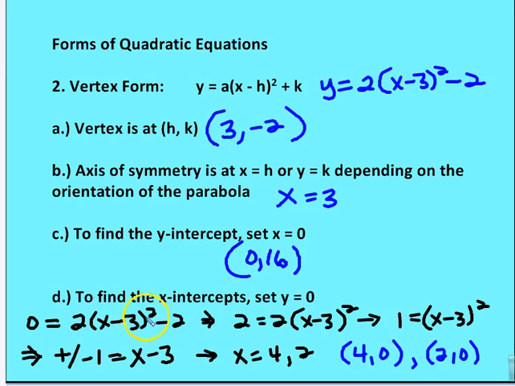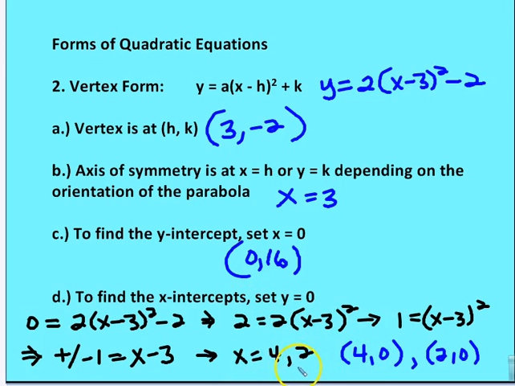To find the x-intercepts, we set y equal to 0: 2(x - 3)² - 2 = 0. I'm going to add 2 to both sides, giving 2(x - 3)² = 2. Divide by 2, so 1 = (x - 3)². Take the square root of both sides. Remember, we have to add plus or minus to the other side of the value we're taking the square root of. So plus or minus 1 is equal to x - 3, and x is equal to 4 and 2.